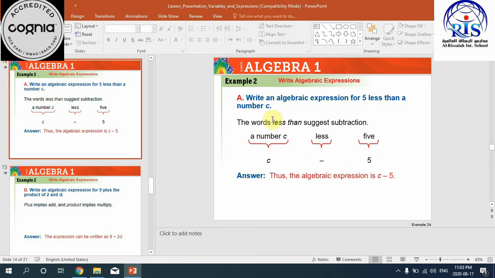Here, of course, always 5 less than number c. When you have less than, you must change the order. C becomes first and 5 will be after the minus, because it says 5 less than number c. This means I must subtract 5 from c. Therefore I said c minus 5, not 5 minus c. You have to pay attention. Again, he said 5 less than number c, which means you must subtract 5 from c. C minus 5.